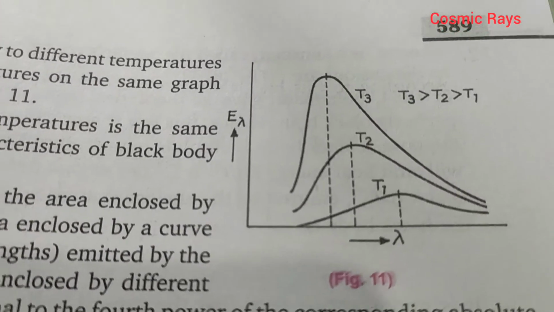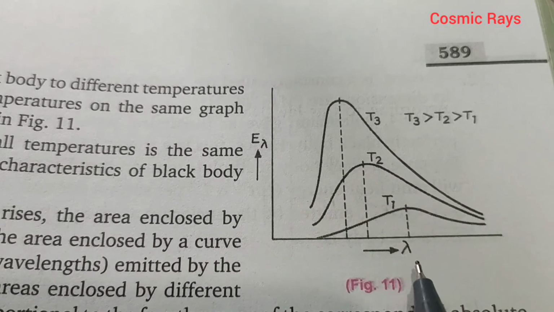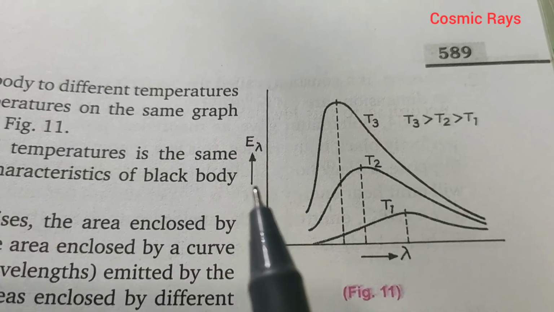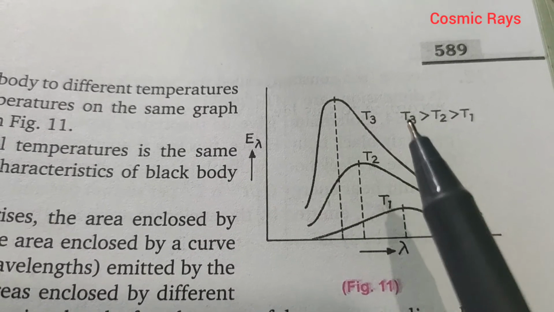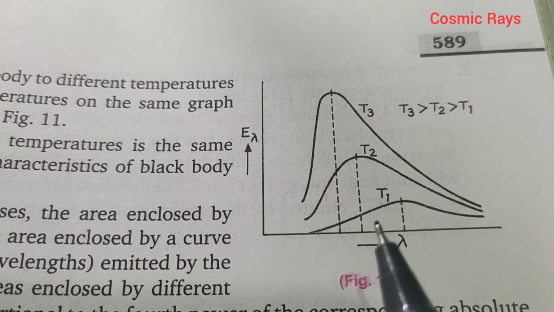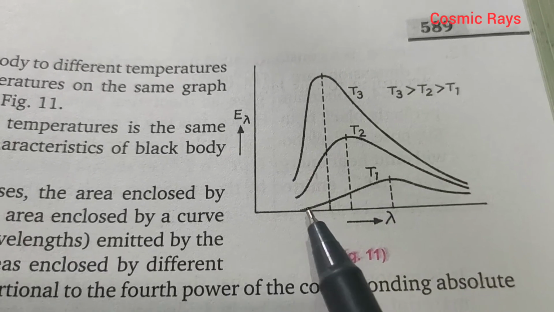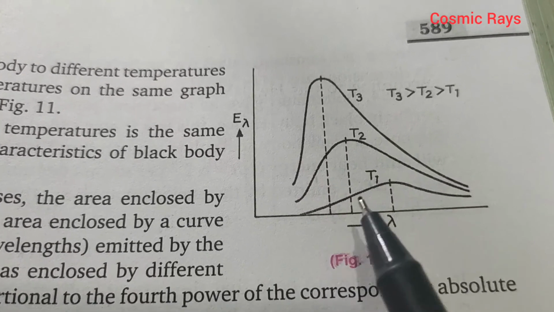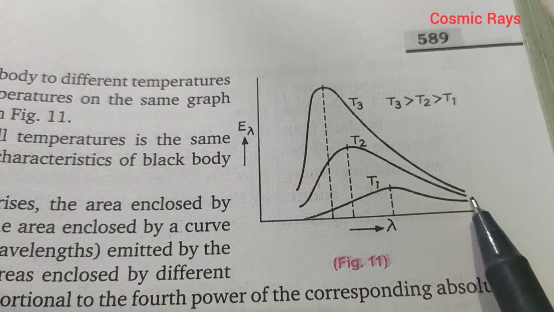The graph is between energy and wavelength. Wavelength is plotted on the x-axis and energy is plotted on the y-axis. We have different temperatures, let's say T1, T2 and T3. T3 being the highest temperature, T2 the moderate, and T1 the least. So let's talk first about the temperature T1. Initially, they are emitting radiation which has different wavelengths, and you can see the wavelength starts from here and ends up to here.